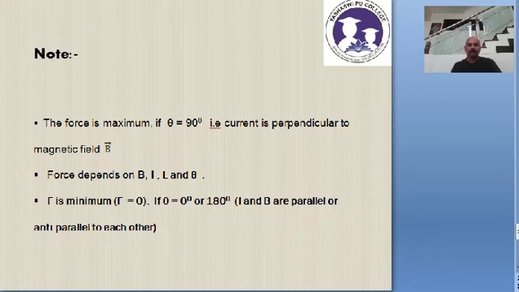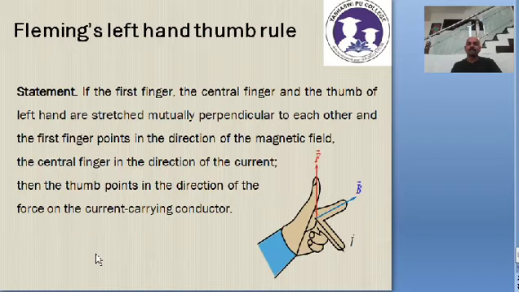So that is one thing. Next, see that Fleming's left hand rule. According to Fleming's left hand rule, stretch the first 3 fingers of the left hand such that they are mutually perpendicular to each other. Here, notice that the forefinger or the pointer finger represents the direction of the magnetic field. The middle finger represents the direction of the current, and the thumb represents the direction of the force.